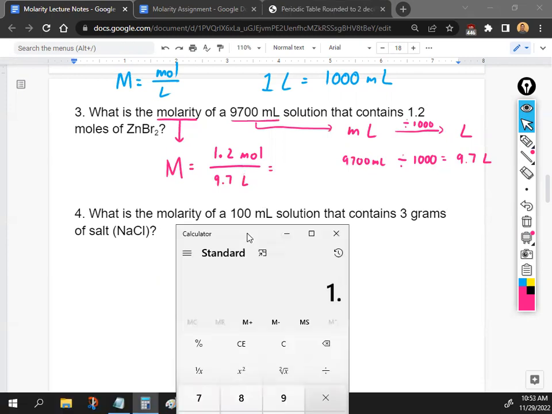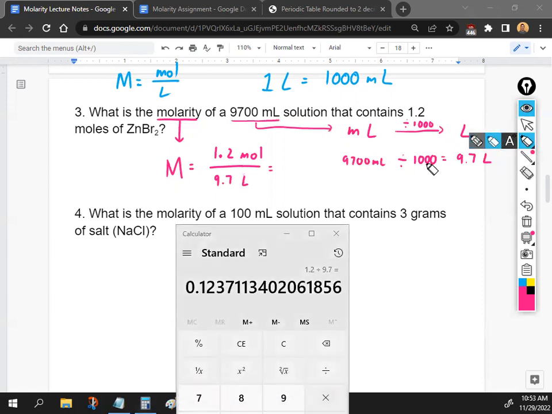So we're going to do 1.2 divided by 9.7. And there you go, 0.123. If you want to round that up to 0.124, you can. Doesn't really matter. I'm just going to put 123 because that sounds funnier. Okay. Molarity of NCNBR2. So this is our final answer.